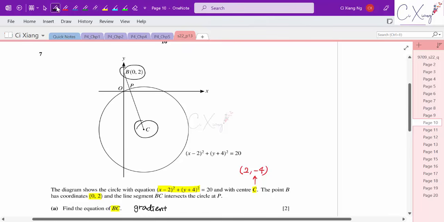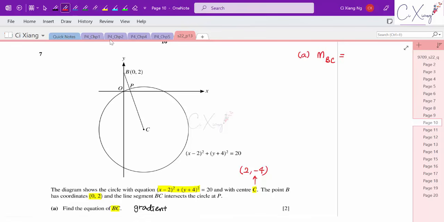Let's try to find the gradient for BC first. I need to use the gradient formula, y1 minus y2 divided by x1 minus x2. C is 2 and negative 4, so I will use y1 as negative 4 minus y2, which is 2, divided by x1 minus x2, which is 2 minus 0. If I simplify my gradient, I should get negative 3.